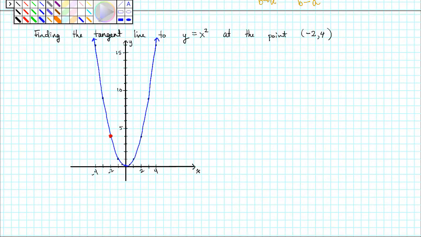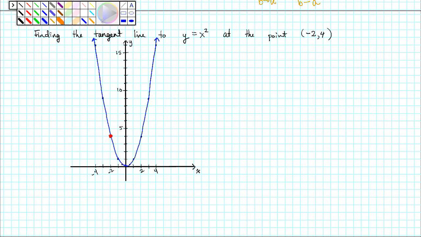Let's look at an example here of finding the tangent line to the curve y equals x squared at the point -2, 4. And I've highlighted that point here in red. Let's say this is -2, 4.